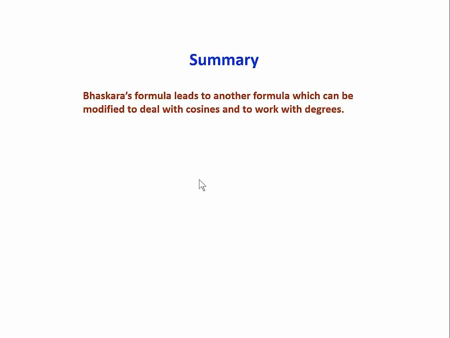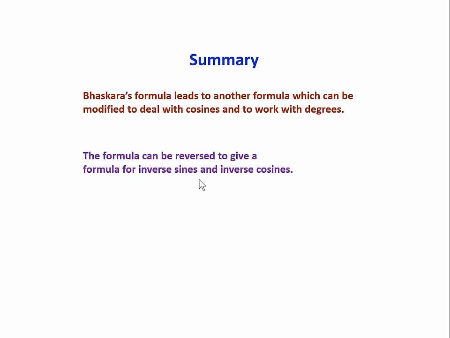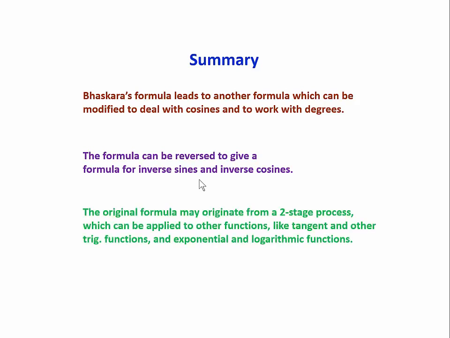So here we've seen that Bhaskara's formula leads to another formula which can be modified to deal with cosines and to work with degrees. And it can also be reversed to give a formula for inverse sines and inverse cosines. And we've seen that the original formula may originate from a two-stage process which can be applied to other functions like tangent and other trig functions and exponential and logarithmic functions.